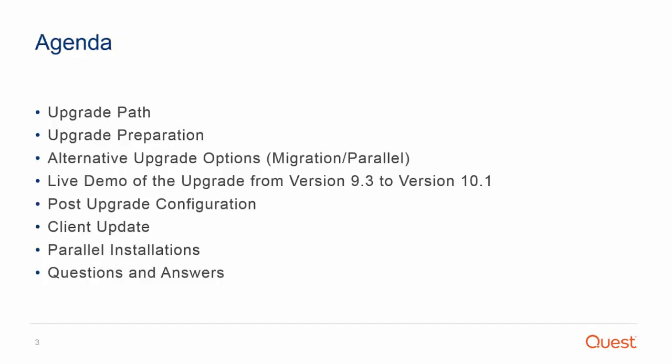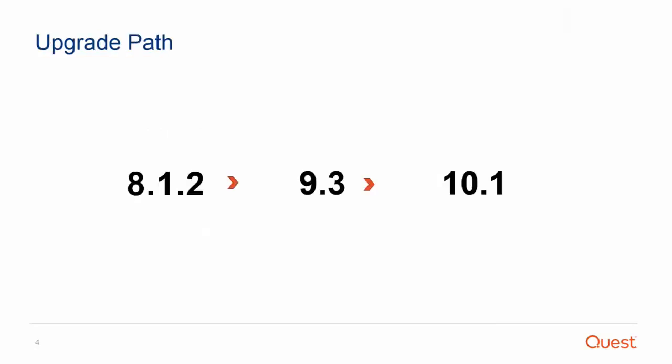In this webinar, we will be going over the upgrade path, upgrade preparation, and alternate upgrade options. I will go through a live demo of the upgrade from 9.3 to 10.1. I will also go over the post-upgrade configuration and updating a client. Then Mac will give a more in-depth explanation of parallel installations. And finally, any available time at the end will be used for Q&A.